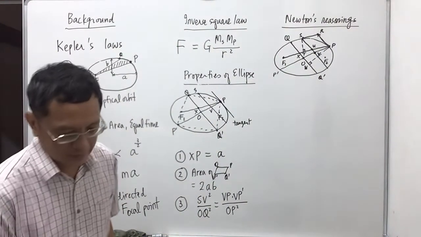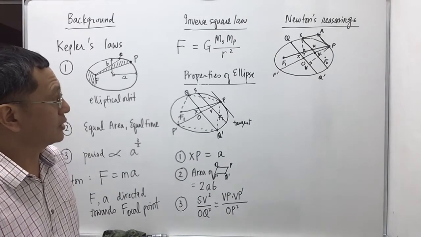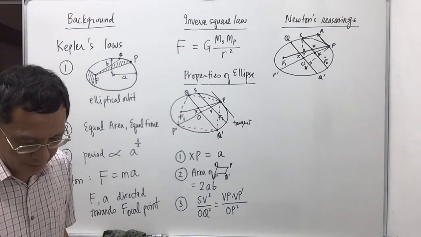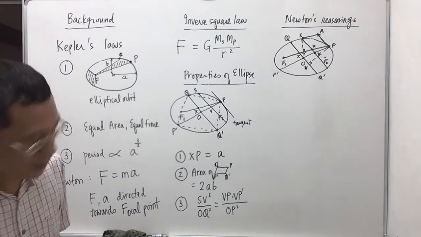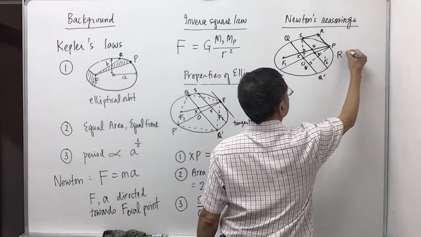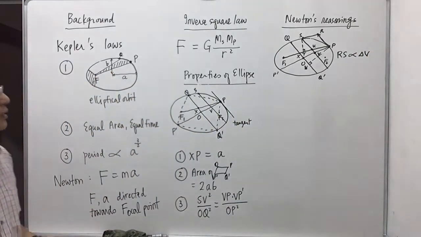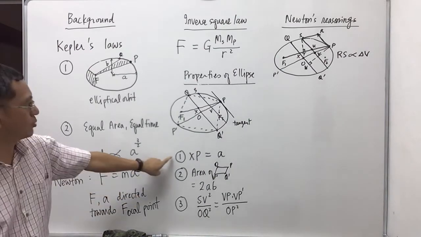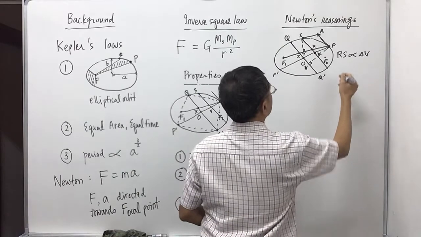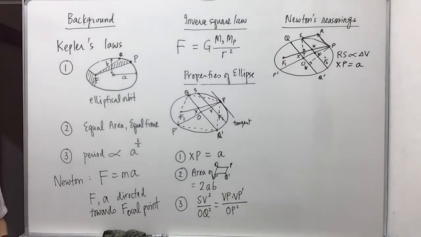Now, that requires quite a bit of geometrical thinking, but we'll get there. Now, first of all, let's remind ourselves that RS is proportional to the change in velocity. Let's also remind ourselves that from our property here, XP is a. We write that down again just to emphasize it, so that later on we can make good use of it.